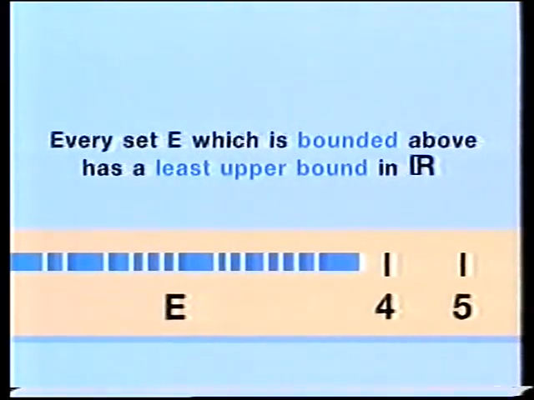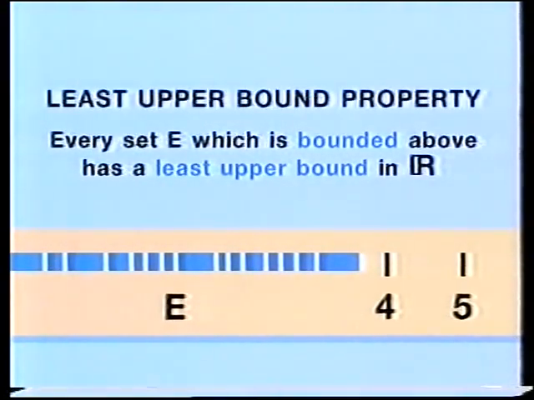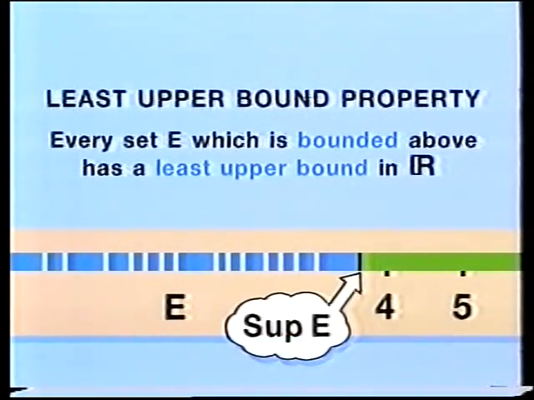But what if we know nothing about a set except that it's bounded above? Must it automatically have a least upper bound? Well, it does. Every set E that's bounded above has a least upper bound. This is an important property of the real numbers called the least upper bound property. The least upper bound is also called the supremum of E, written as sup E. This is very reassuring. We may not always be able to find the least upper bound of a set precisely, but at least we know that there is one.